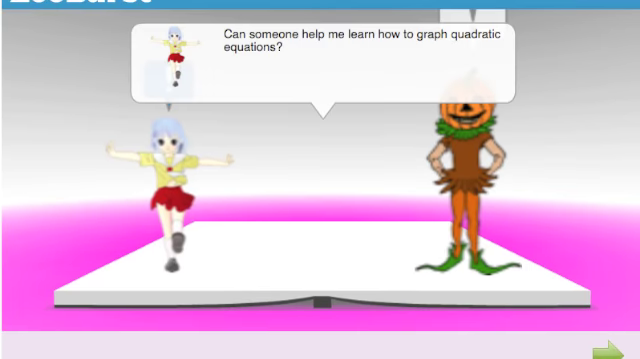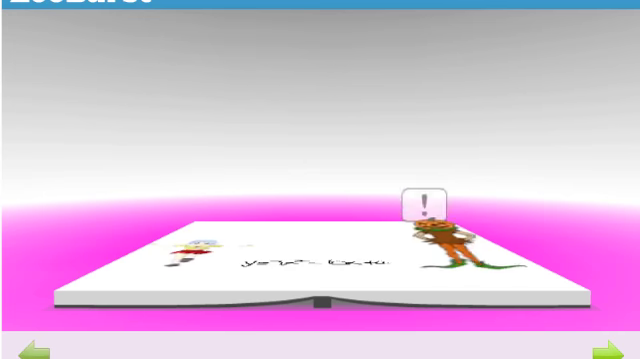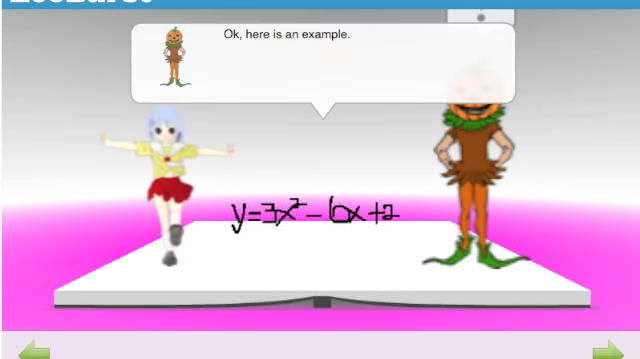Can someone help me learn how to graph quadratic equations? I know how to graph quadratic equations. I can help you. Okay, here's an example.